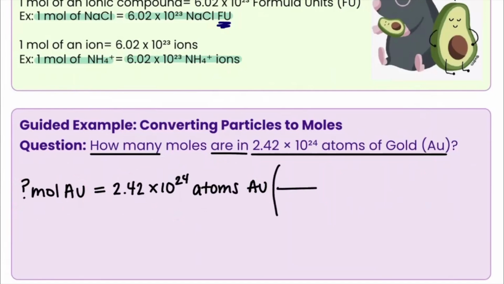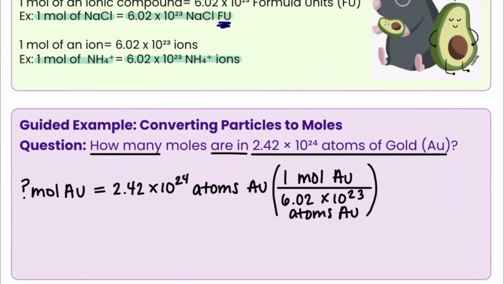Now we're going to open a parentheses and draw a fraction. We want to go from atoms to moles. Remember, atoms are a type of particle, right? So we can use Avogadro's number to help us go from the atom to the mole. How so though? Well, ask yourself, what can I put in the denominator as far as units are concerned to cancel out my atoms of gold? Right, Avogadro's number. So if we put the 1 mole of Au at the top and the 6.02 times 10 to the 23rd atoms of Au at the bottom, we are able to cancel out the atoms of Au and be left with moles.